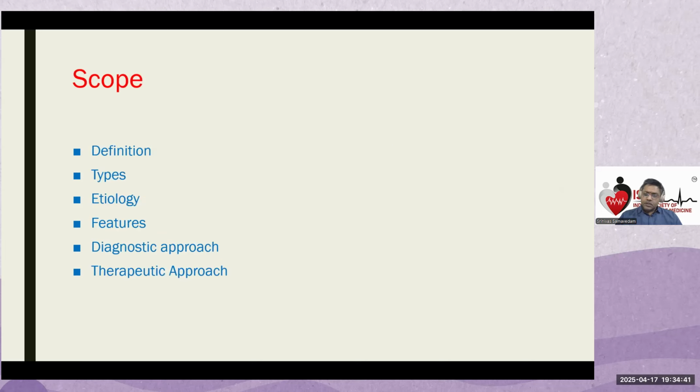So we will try to look at the definition of what is shock, what are the types of shock and their etiologies, what are the clinical features which help you to discriminate these varieties of shock, what are the different clinical features which help you to understand the etiology of the shock, with a diagnostic and a therapeutic approach.